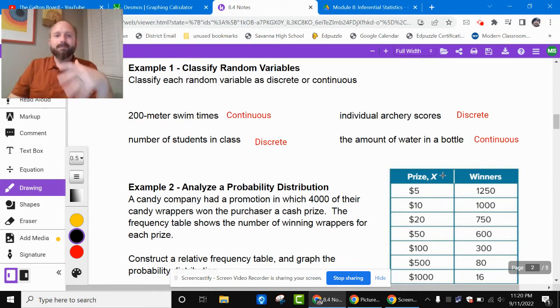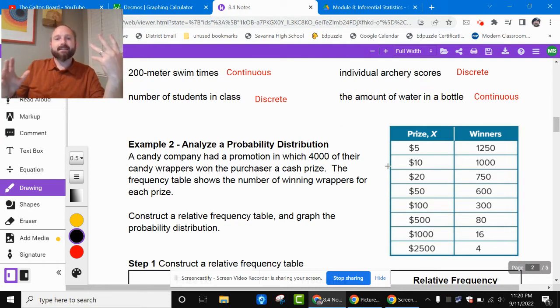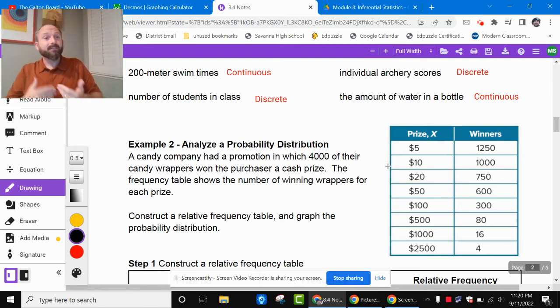So example 2, analyze a probability distribution. Basically what this is asking is, we have all of this candy and they're going to win a prize. We want a frequency table that shows the number of winning wrappers for each prize, so we can construct a relative frequency table and graph this probability distribution. First up, we have to create a relative frequency table.